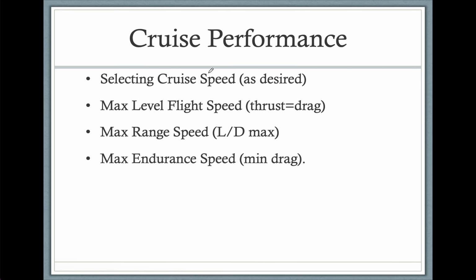Your book talks about a few other things. The max level flight speed, that's as fast as you can go because your thrust equals drag. You don't have any more thrust to overcome any additional drag. Your maximum range speed is your lift drag max. That's usually around your glide speed. And then your max endurance speed is wherever you have the minimum amount of drag. So max range means you're going to go as far as you possibly can. It's usually way slower than you want to go. Max endurance means the most amount of time in the air, or we would call that loitering speed in the observation world.